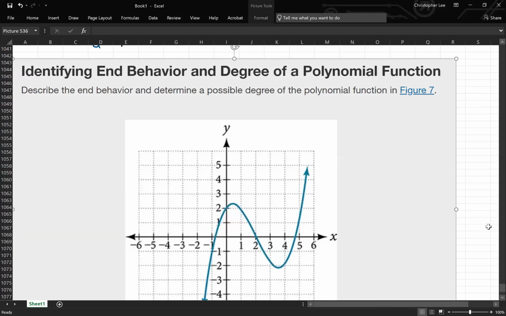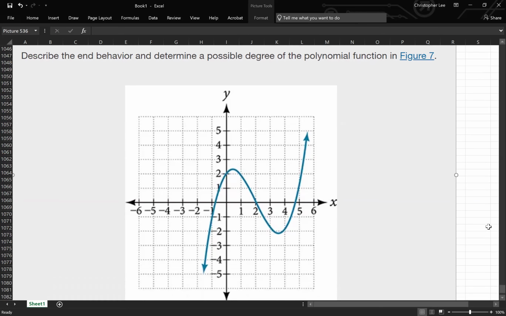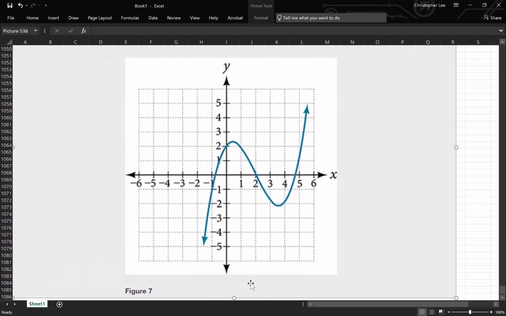So identifying end behavior and behavior of polynomial functions. Describe the end behavior and determine the possible degree of the polynomial function. Okay? Professor, in the exam tomorrow, you're gonna do the coordinate formula? Yeah, that'll be there. It's on your formula sheet.